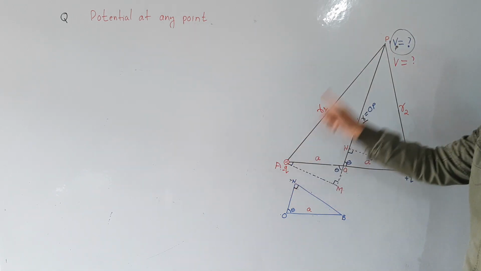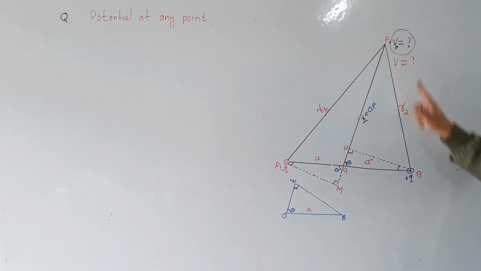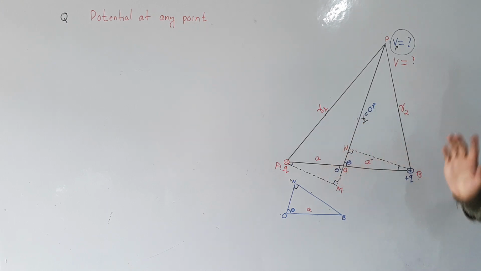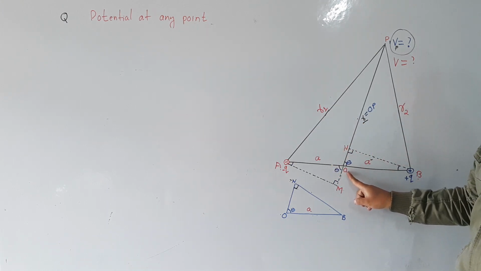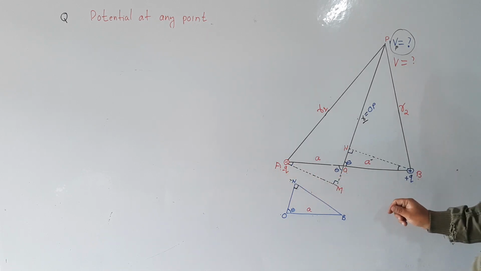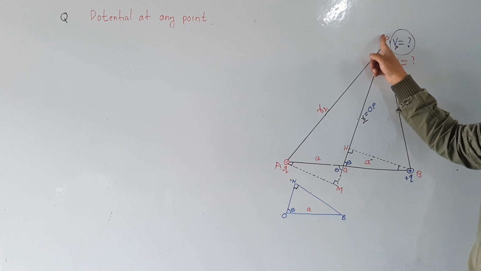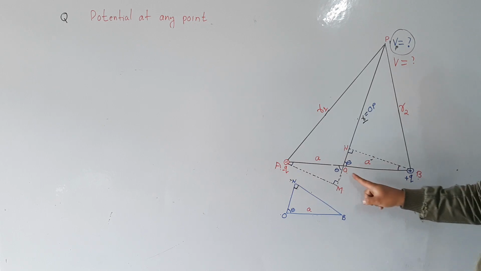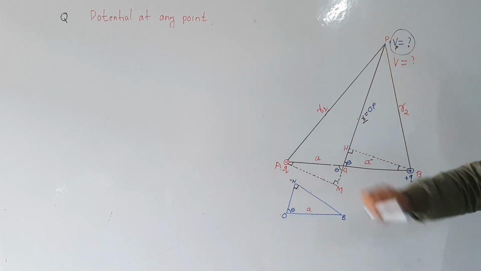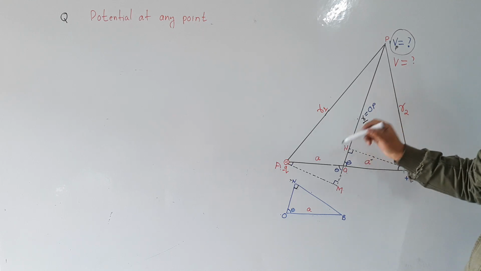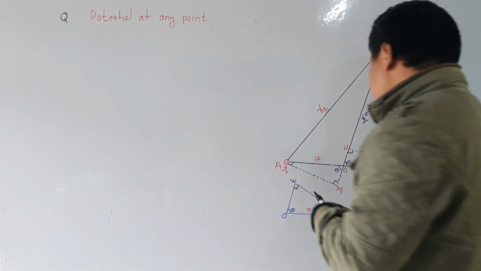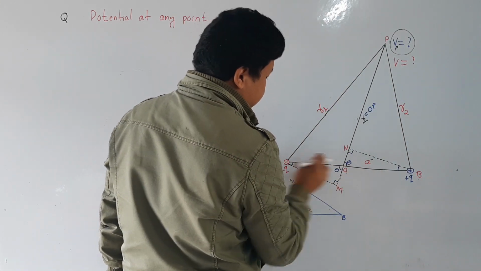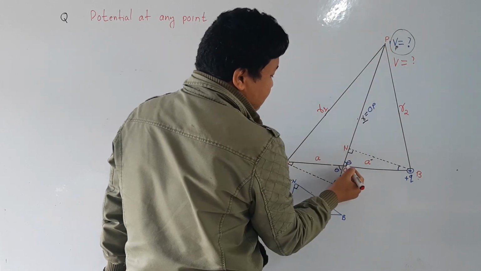So from A to P, this is R1. From B to P, this is R2, and from A to B is a plus a, 2a total distance, and this O is the midpoint of A and B, and the line passing from O to P is R. So R is equal to OP, and the angle between AB and OP is theta. I have already reconstructed the figure for an easy derivation, so this angle between AB and OP is theta.